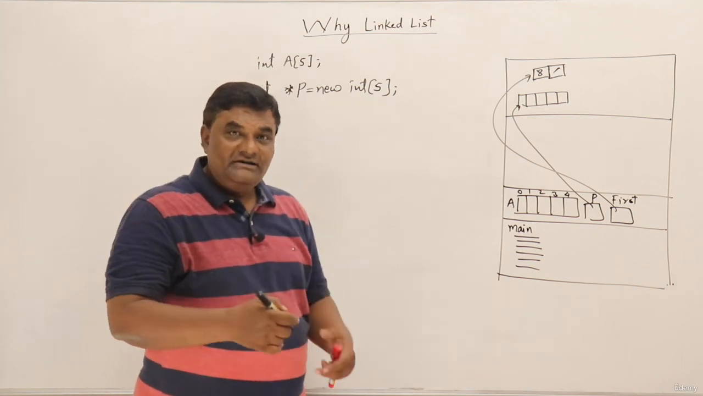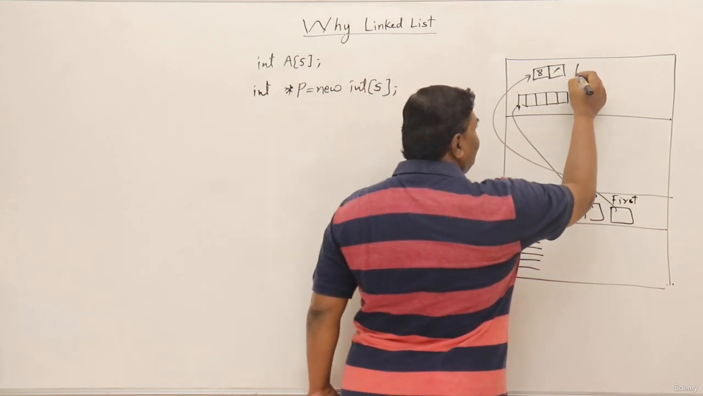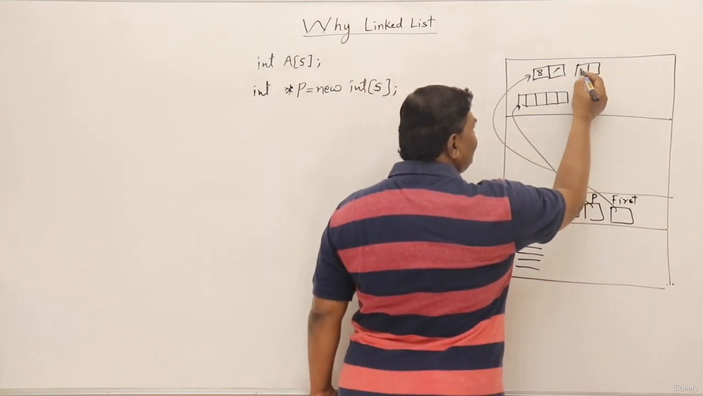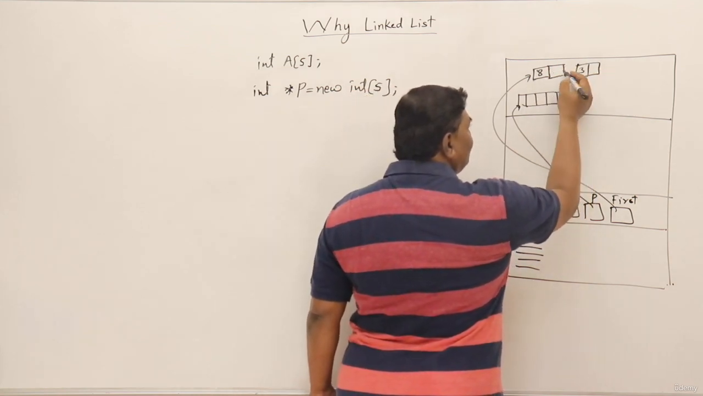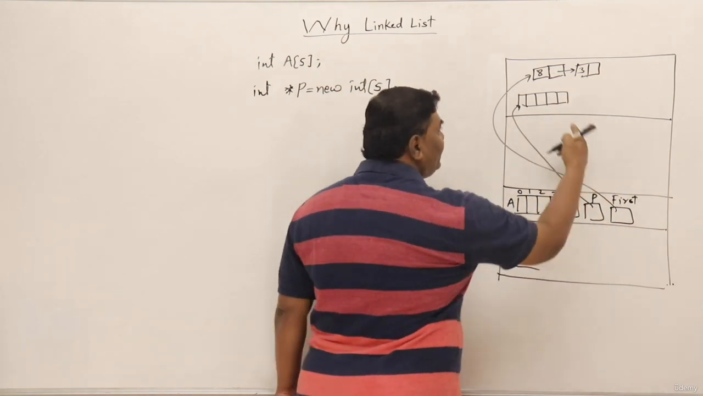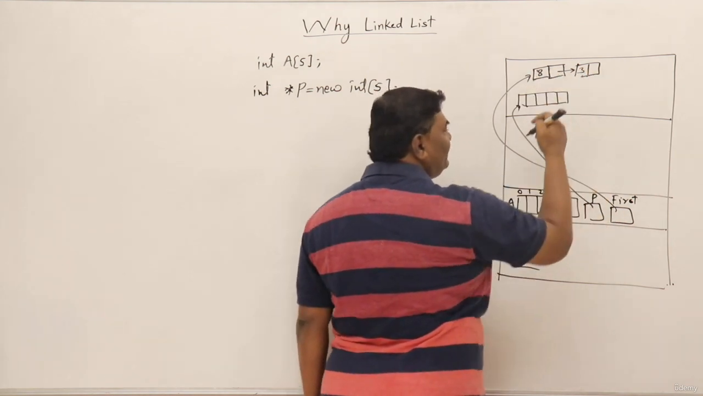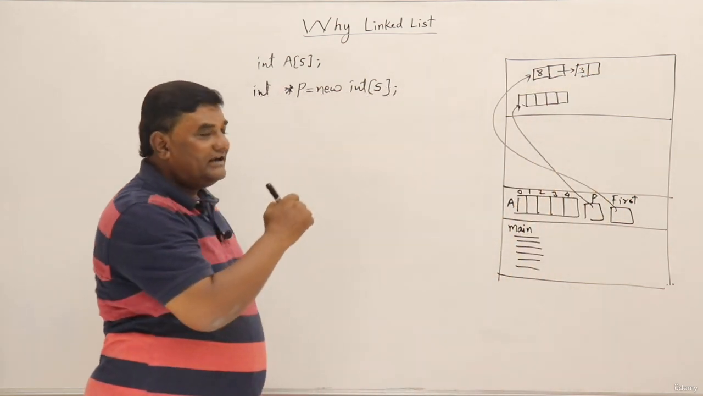Now we have one more pointer ready. If we want one more element, then again allocate the memory like this. Here you store the element. Then this will be pointing on this one. Like this pointer was pointing on this, this pointer will be pointing on this node. So we can call that block a node now.